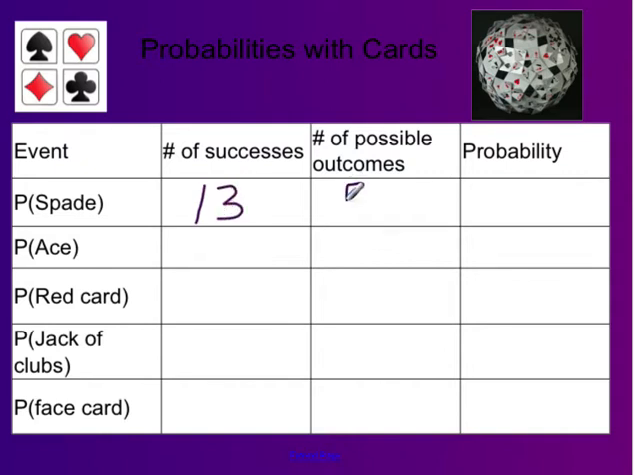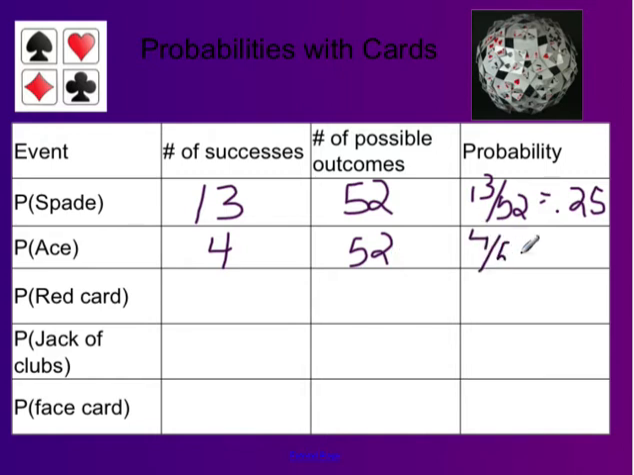And there's 52 cards. So that means our probability is 13 divided by 52, which is 0.25 for our decimal. I want you guys to convert those into decimal. The probability of getting an ace. Well, an ace is a type of card. So that means there's 4 aces in a deck, and there's 52 total. So then we're going to do 4 divided by 52. 4 divided by 52 as a decimal is going to be 0.08.